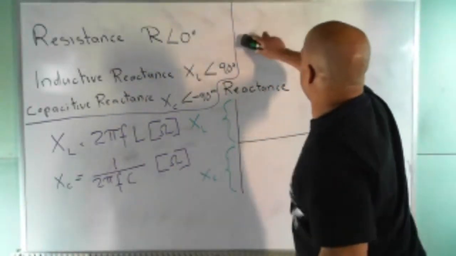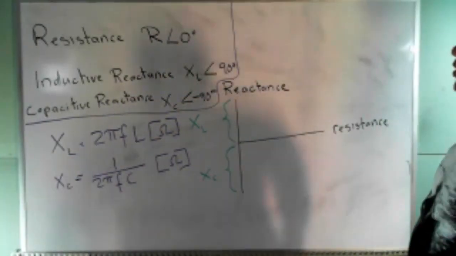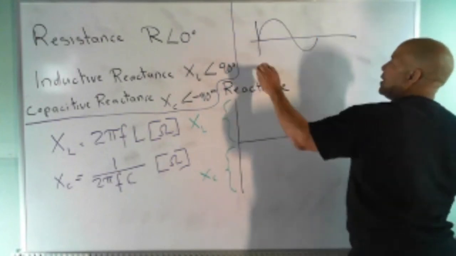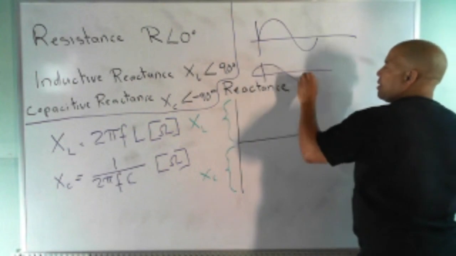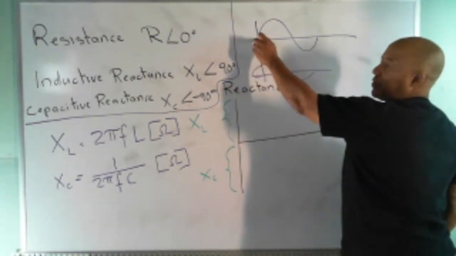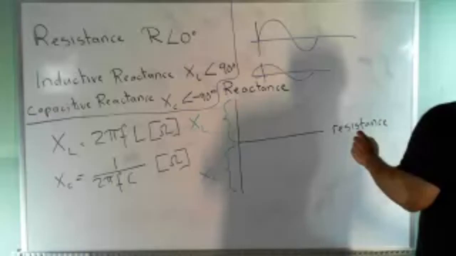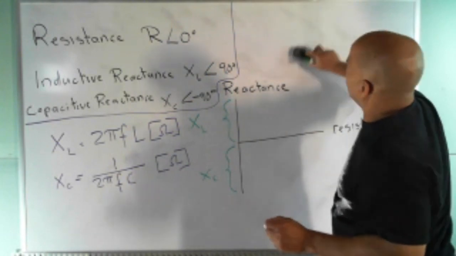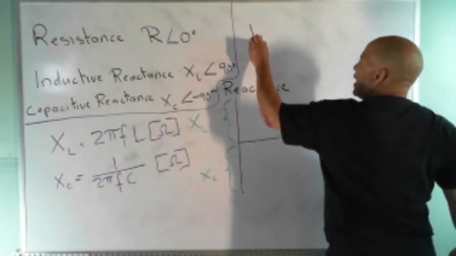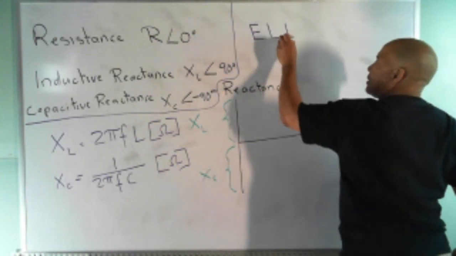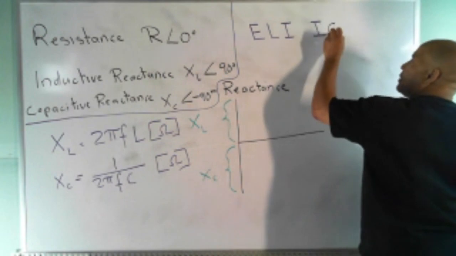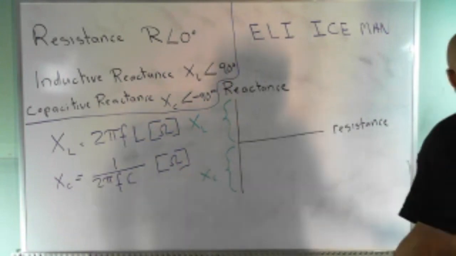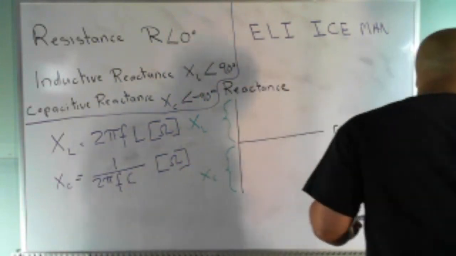And one more thing, remember when I drew the sine wave, I drew one like this, and then the other one was out of phase by 90 degrees, and we said, will that value happen first or that value happen second? Well, an easy way to remember that is this. If you write this out, ELI the ICE man. This is just a way to help you remember which happens first. ELI the ICE man, so write that down.